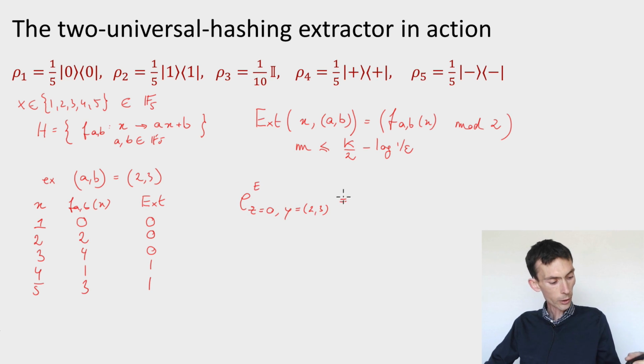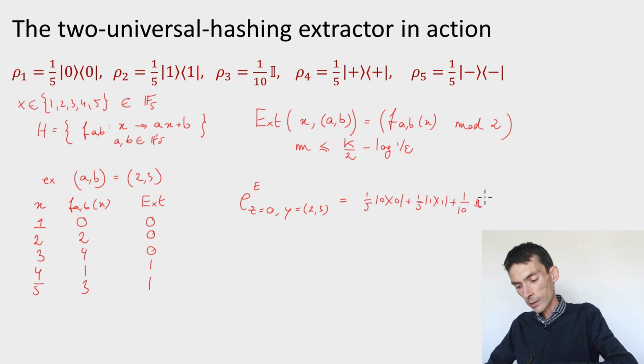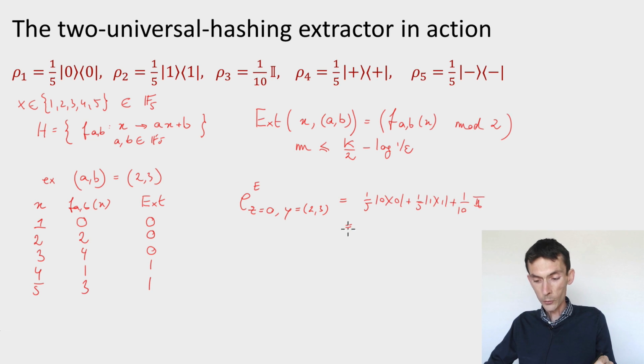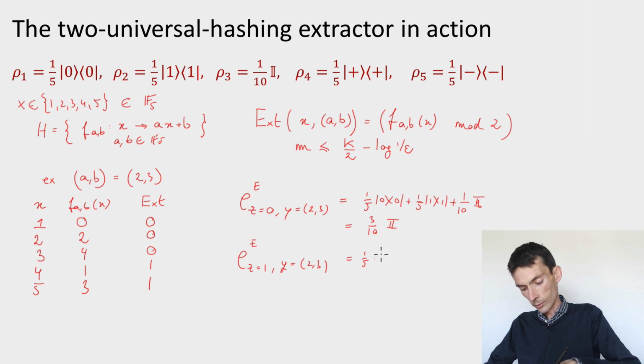So if z is 0, then it means the input x was 1, 2, or 3. So I have to add up the 3 corresponding states. So I'll get a fifth of 0, 0, plus a fifth of 1, 1, plus a tenth of the identity. And I get 1/5 of the identity plus 1/10 of the identity, so that's 3/10 identity. And if I look at z equals 1, the same seed, then what I get is a fifth plus a fifth, so we get 2/10 identity.